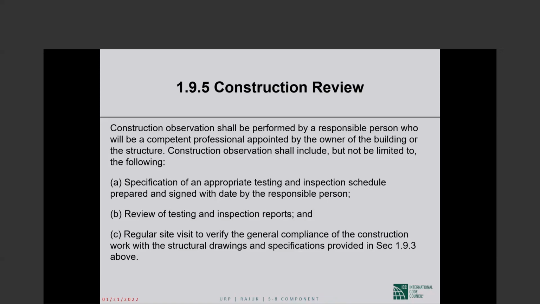There is also, very importantly, inspection by the jurisdiction. In your case, Rajuk inspectors. That is on top of this. That is in addition to this.